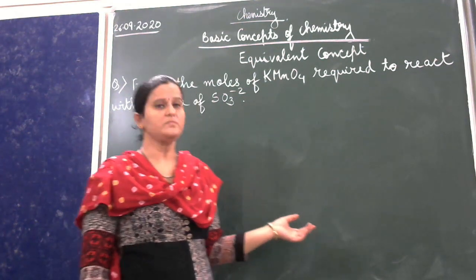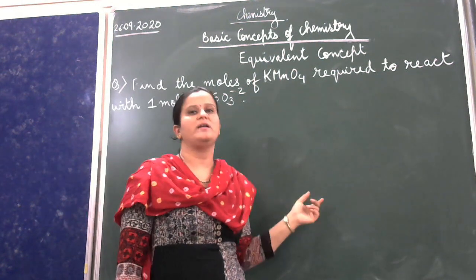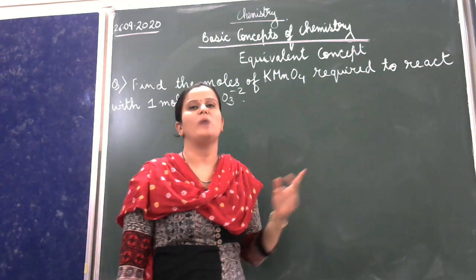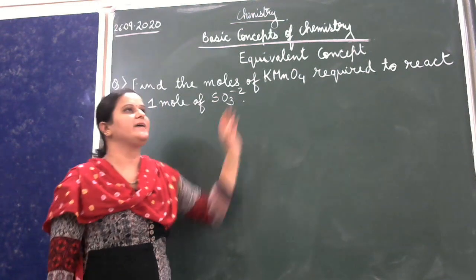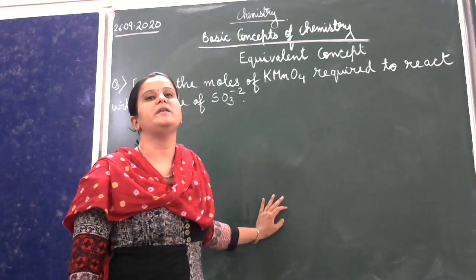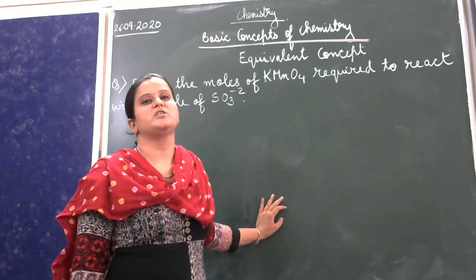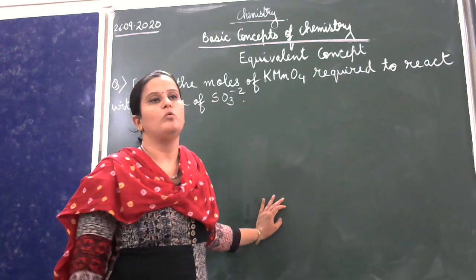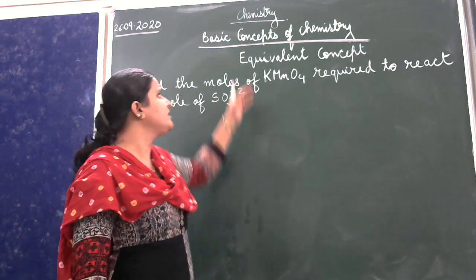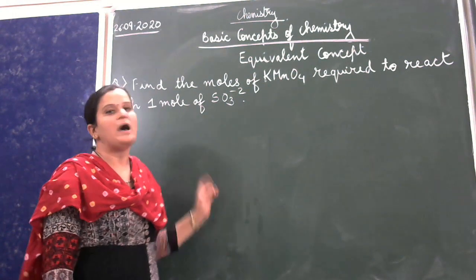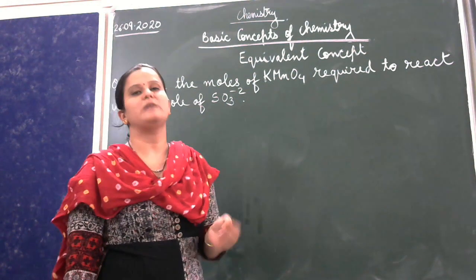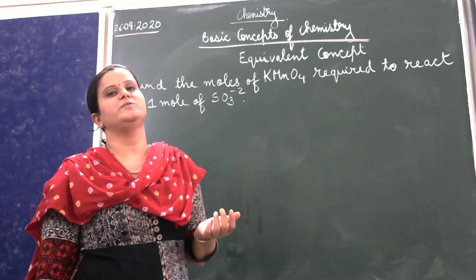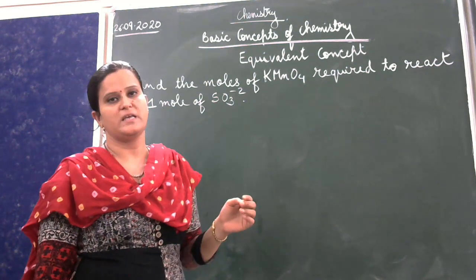Let me explain why this equivalent concept is so important and what its utility is: we can apply this concept even when a balanced equation is not known to us. Even if we don't know what the byproduct will be, we can still use this concept. Also, we have seen how to calculate the n factor of different types of substances like acids, bases, salts, oxidizing and reducing agents.